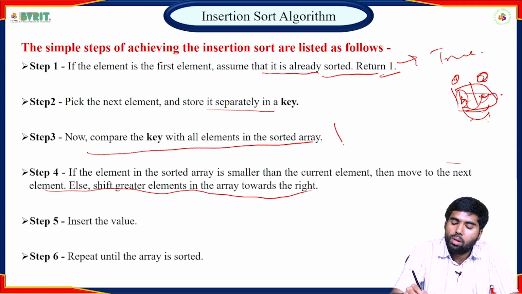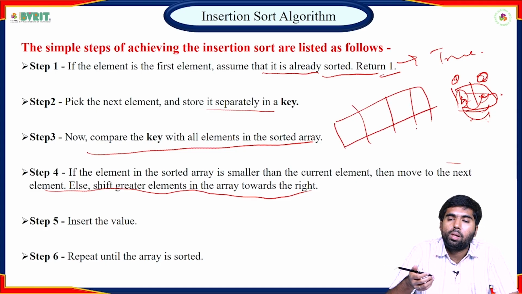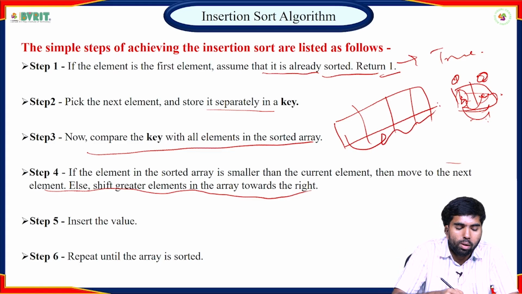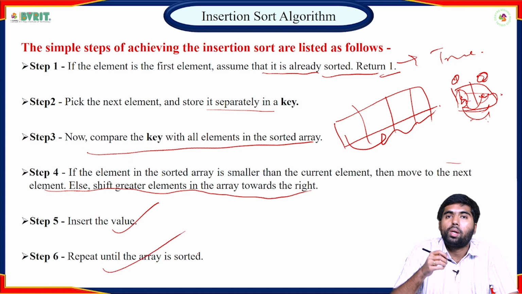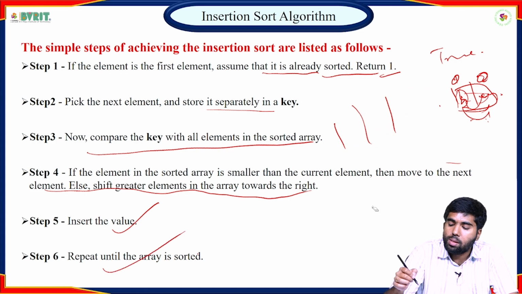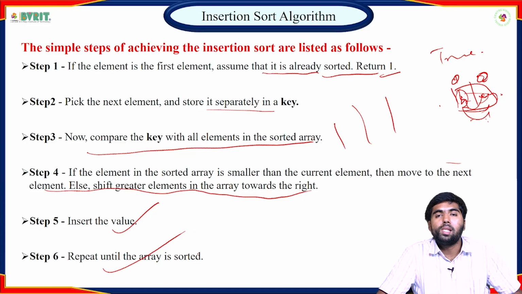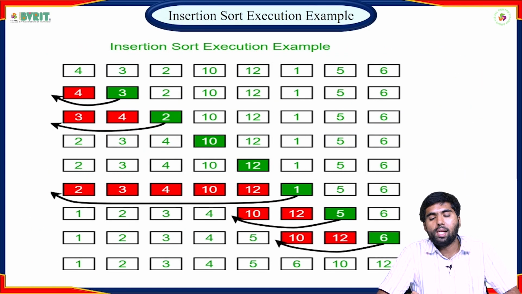We'll see that in an example. This is just the basic step by step process for how you do your insertion sort. Then after that, insert the value, and repeat until the array is sorted. So this is a 6-step process where we can perform insertion sort. Now let us see an example.